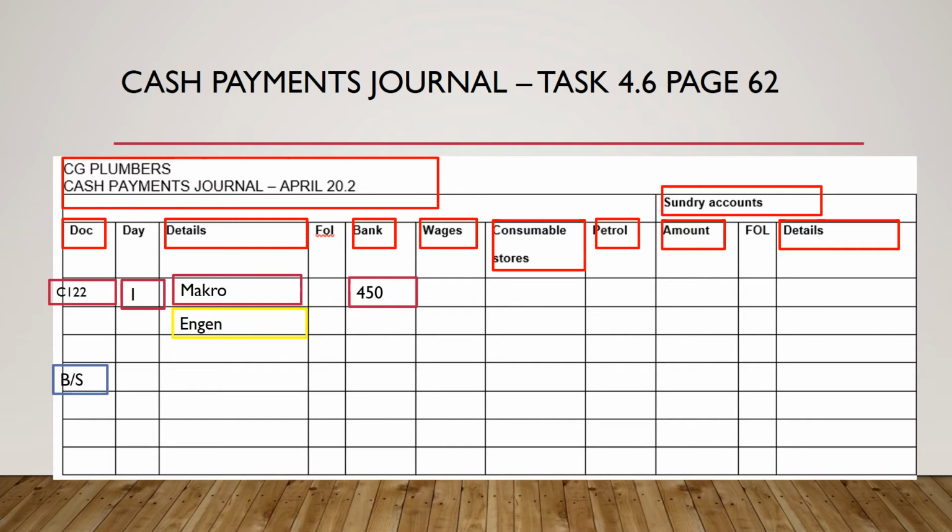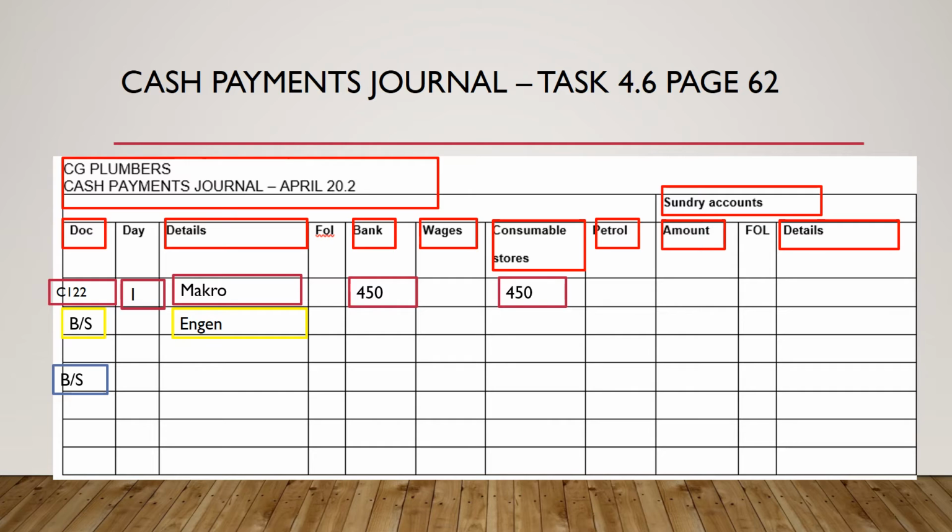We paid Macro 450 Rand, so 450 will decrease from the bank. We bought consumable stores, and we have a column for consumable stores, therefore we enter the 450 into the consumable stores column. The next transaction is on the 3rd.